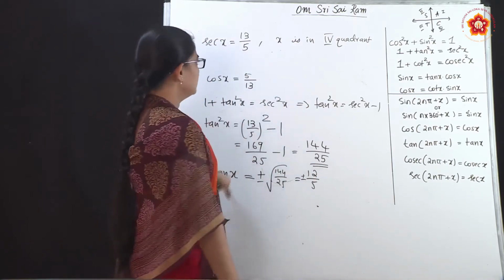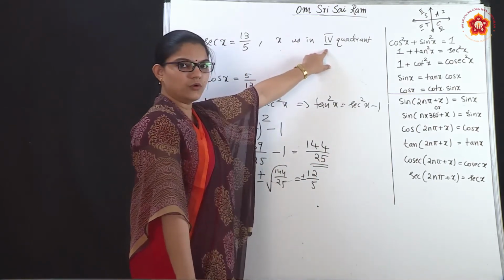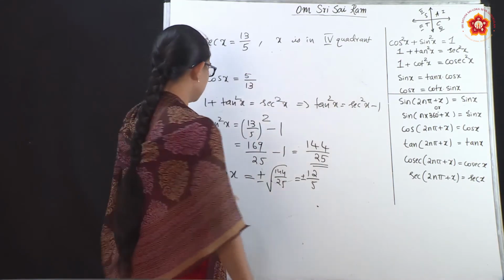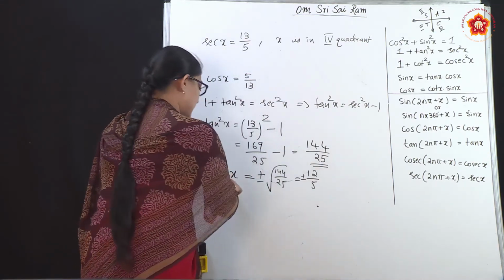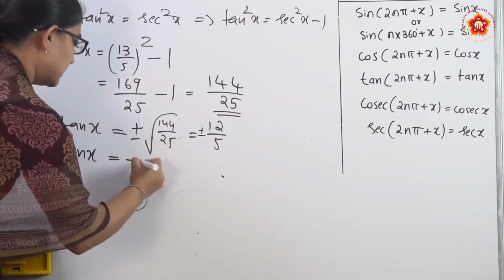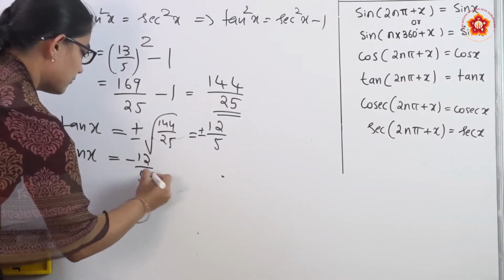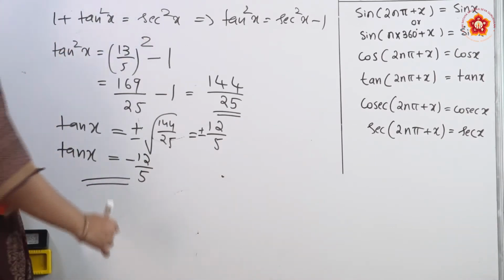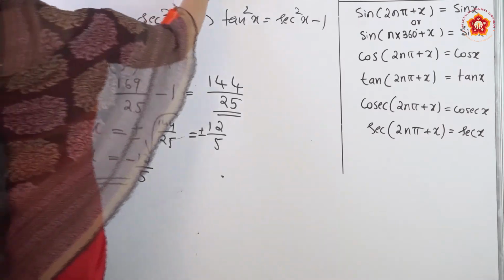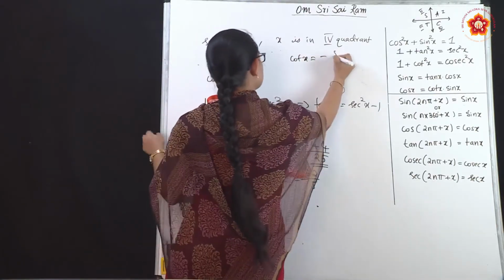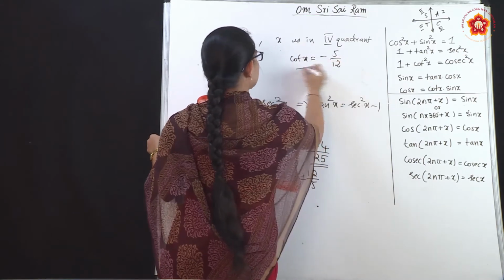Now, the angle is in the fourth quadrant, right? In the fourth quadrant, tan is negative. So, we have to consider the negative value. So, tan x will be minus 12 by 5. Now, by using this, we can find the cot, right? That is, cot x will be minus 5 by 12.